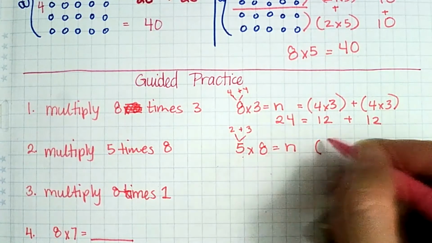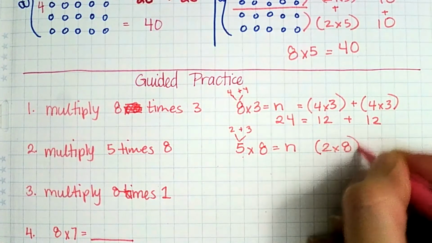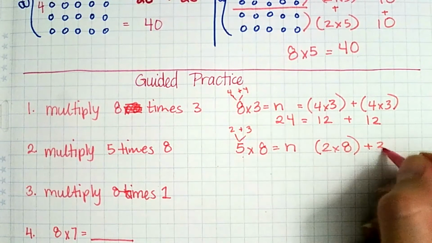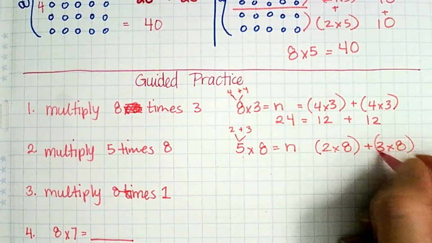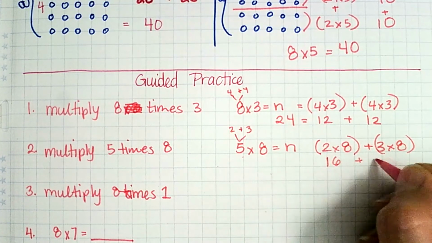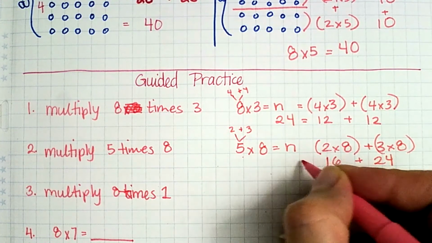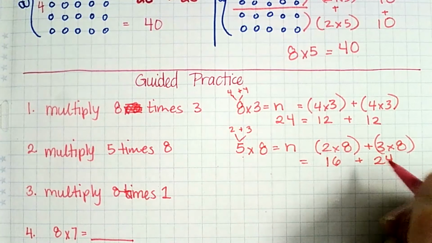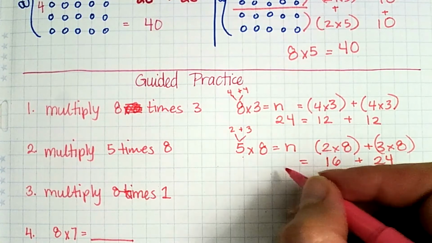So 2 times 8 plus 3 times 8. Now 2 times 8 I know is 16. 3 times 8 is 24. So 5 times 8 is going to give me 40.